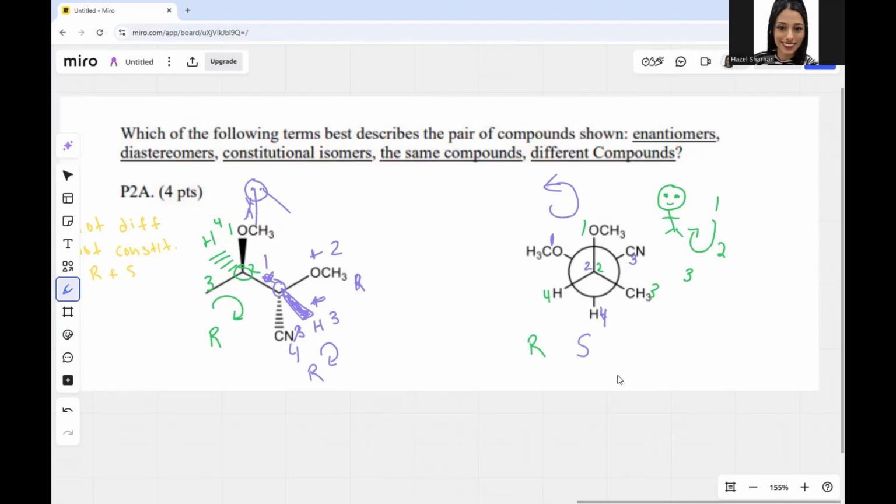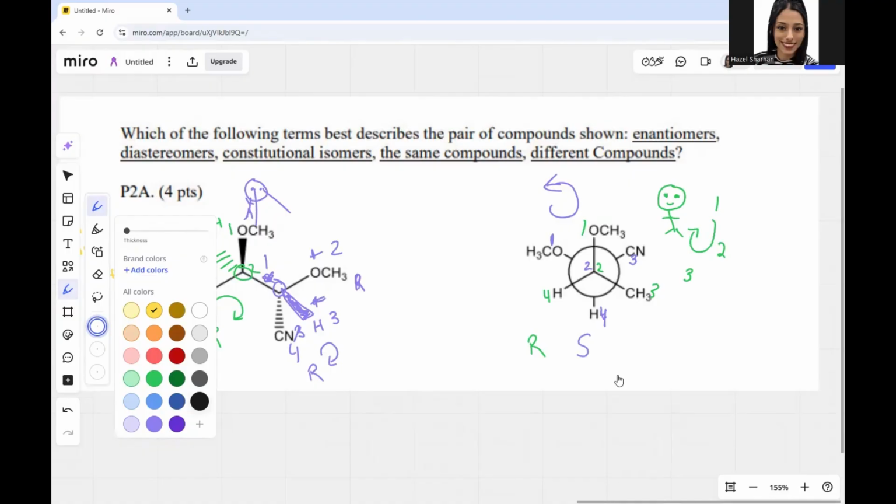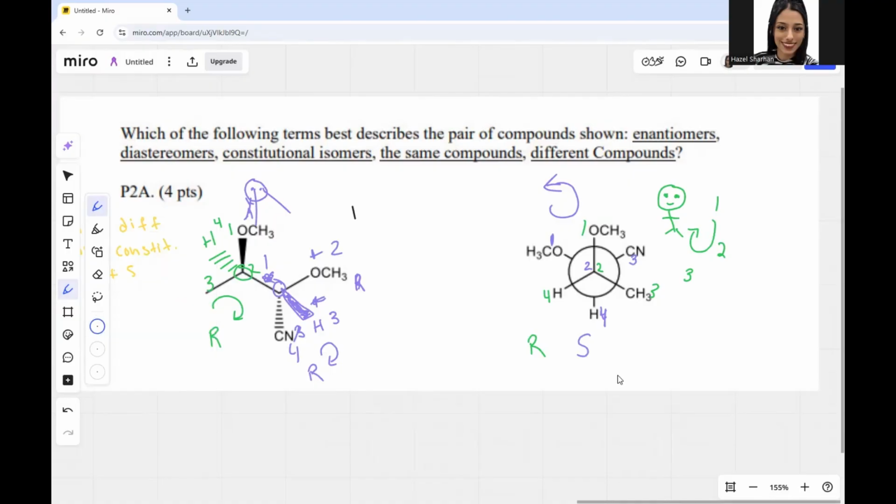So we have R, that's the same. R, S, that's opposite. So we know they're not enantiomers and they're not the same compound. So these are just diastereomers. Remember, everything else is just a diastereomer. Okay, I'll put it up here.